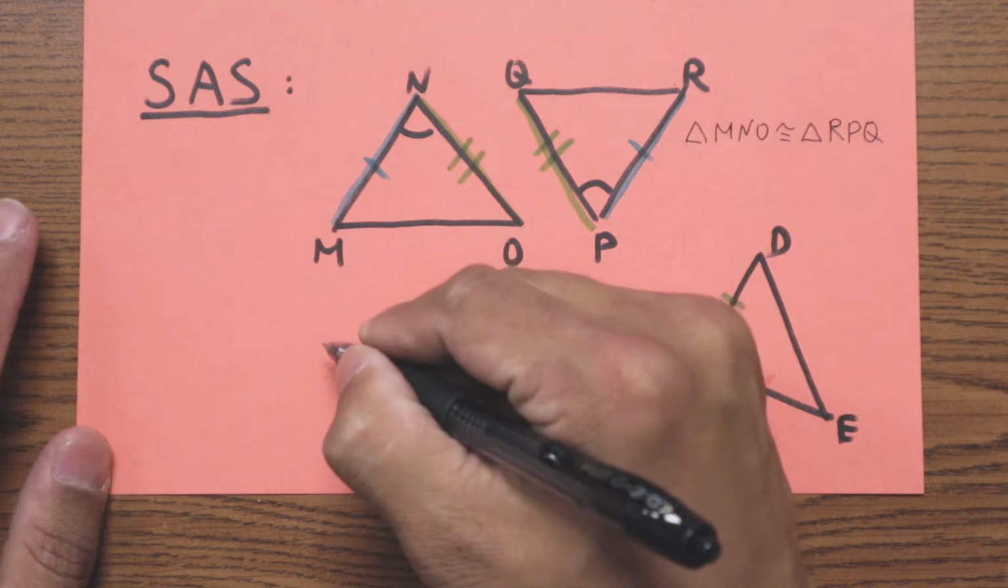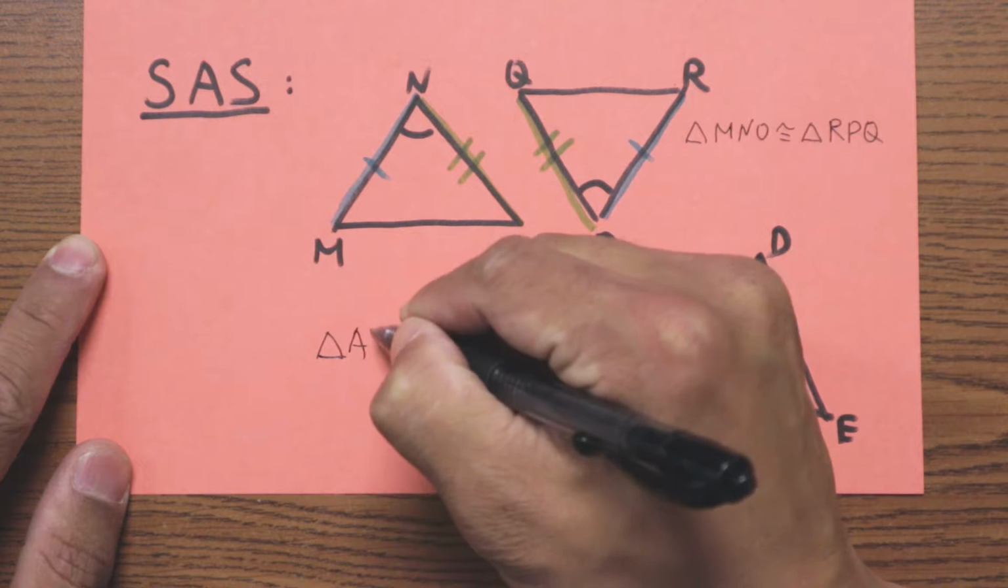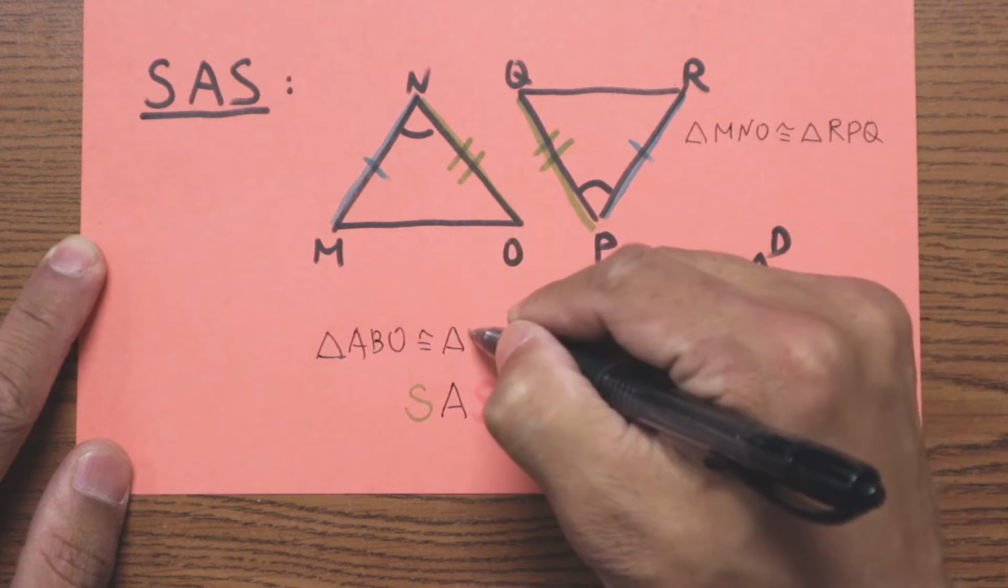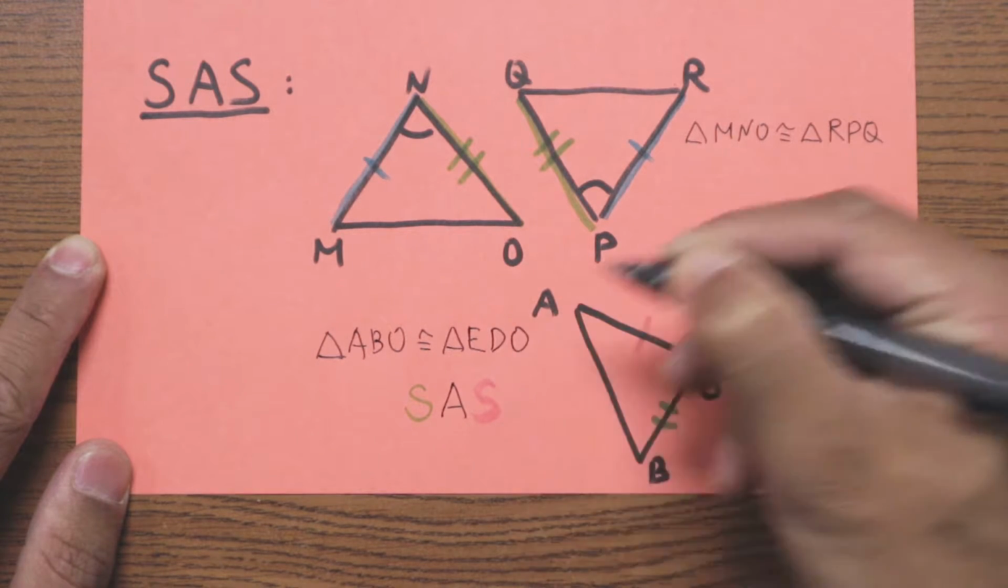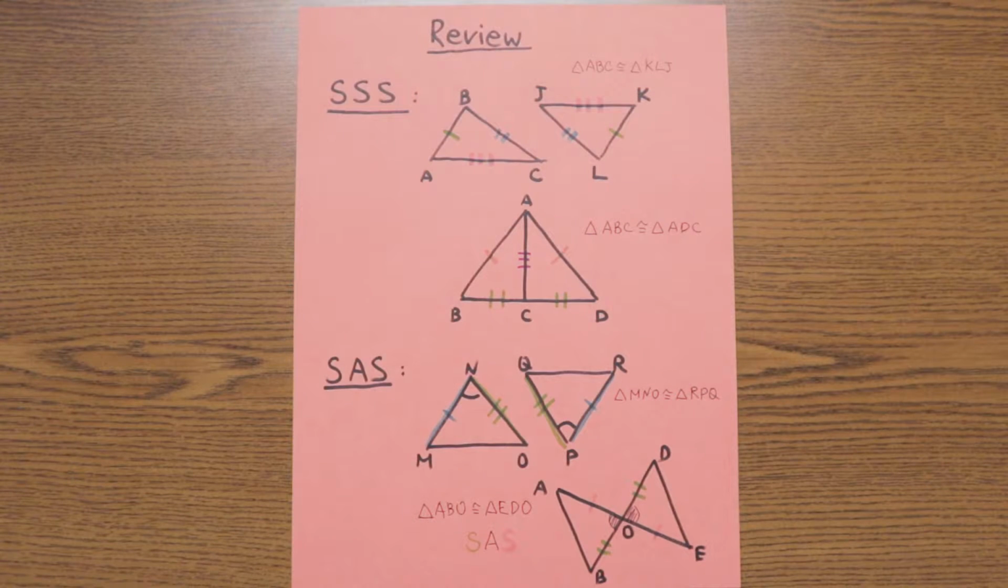So to write a congruent statement, we're going to say triangle ABO is congruent to triangle EDO. A matches E, B matches D, and O matches itself. So ABO and EDO.